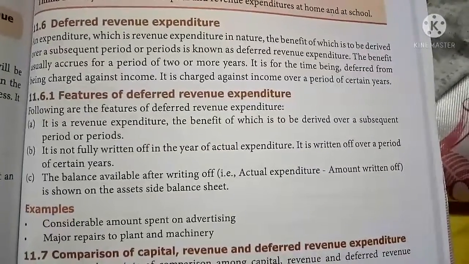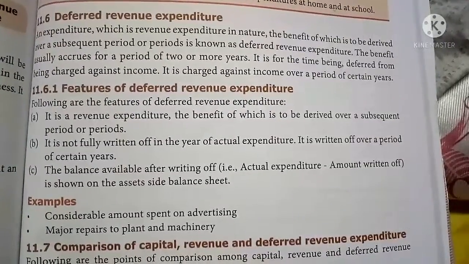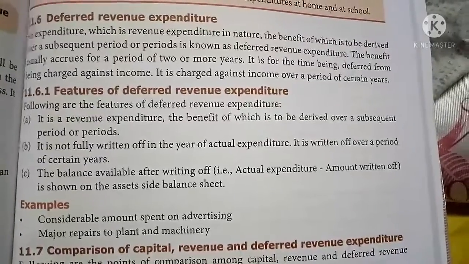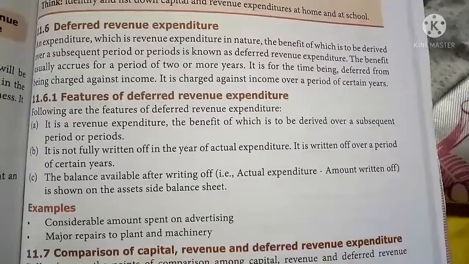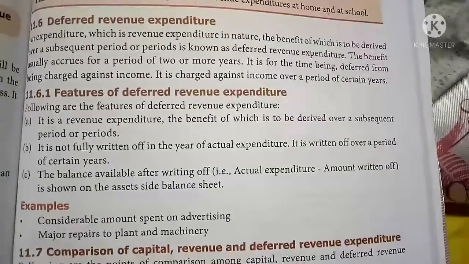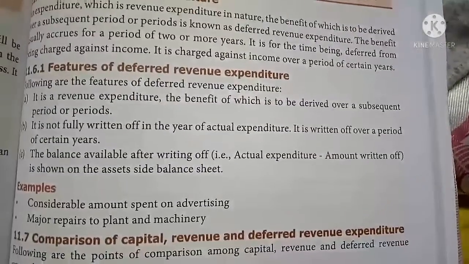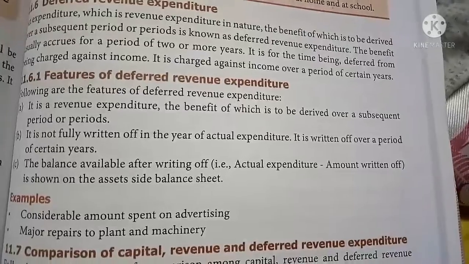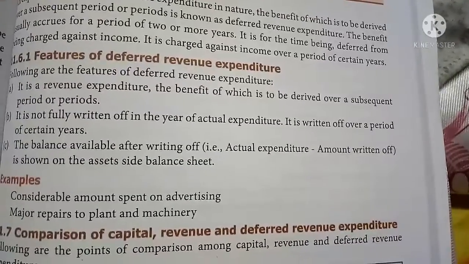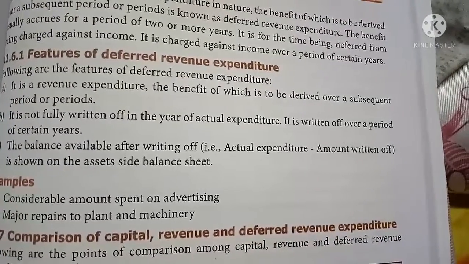Whatever amount is spent on deferred revenue expenditure will be written off over several years from the profit arising in the business. The balance available after writing off, that is actual expenditure minus amount written off, is to be shown on the asset side of the balance sheet, because it is carried forward for several years. An example of deferred revenue expenditure is a considerable amount spent on advertising and major repairs on plant and machinery.